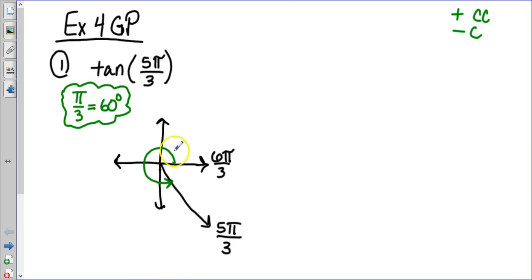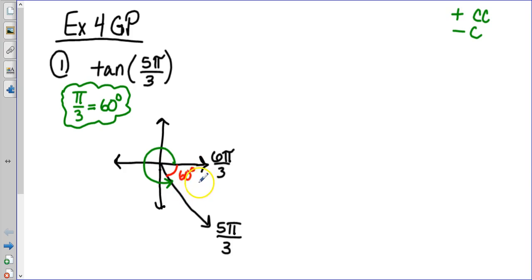My next step is, what's the reference angle? Remember, reference angle is the smallest angle from the terminal side to the x-axis. So I indicate I'm talking about an angle with an angle mark. Notice there's no arrows, and I switched colors to make it very clear to myself. And that is 60 degrees.